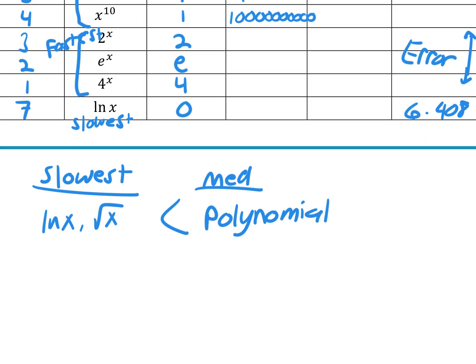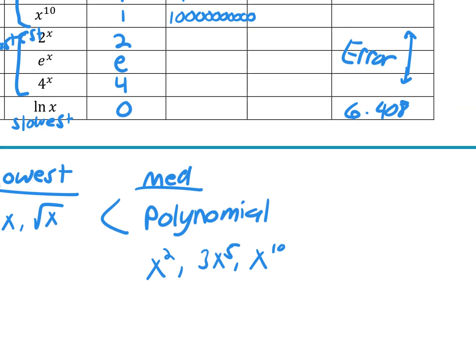So polynomial functions, meaning x raised to an exponent, something like x squared, 3x to the 5th, x to the 10th. All of these polynomial functions are going to grow fast, but not as fast as the fastest of these functions, which is an exponential.